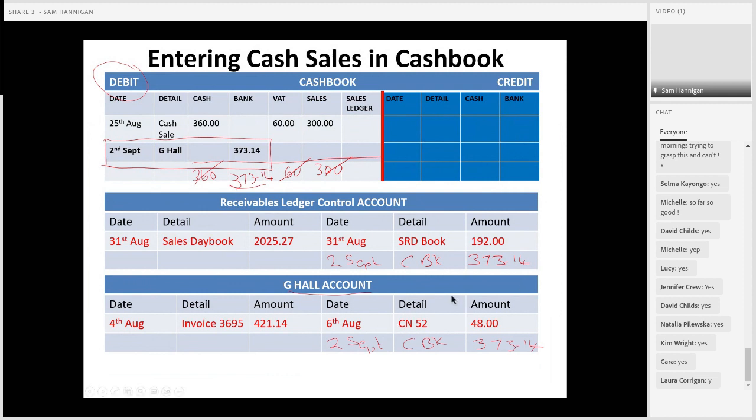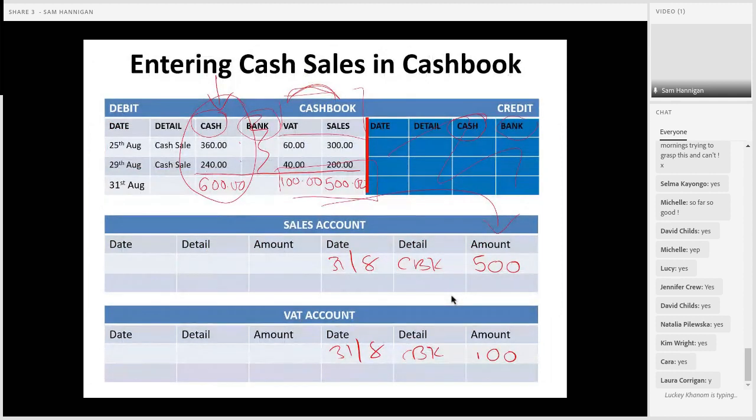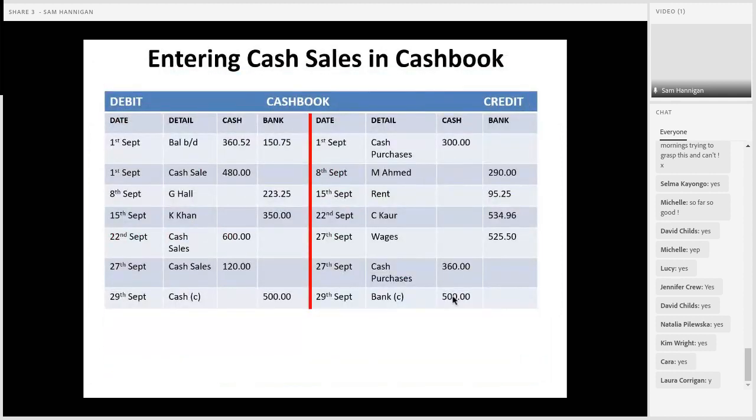Everything good? Fantastic. Okay, so I want you to think about what I've just said when we move on and it gets a little bit more complicated. The information I've just given you is exactly the same whether you've got one transaction or 100 transactions. So I want you to think about that and don't panic when I show you one that's got a bit more transactions in. This one, for instance.